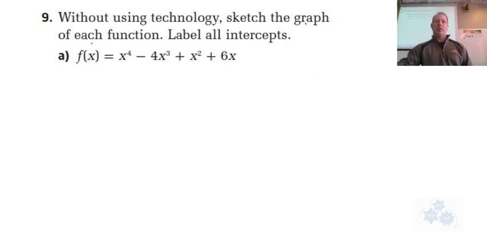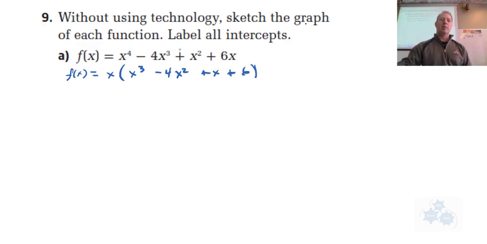So what we need to do is pull out a greatest common factor if possible, and of course we do see that there is a greatest common factor here of x. So this becomes x times x cubed minus 4x squared plus x plus 6. Okay. So in that case, we now need to factor this cubic function.